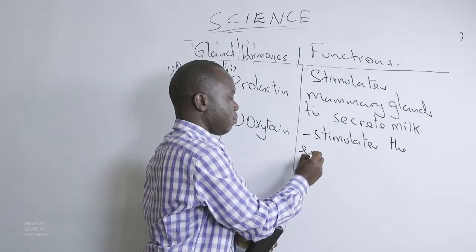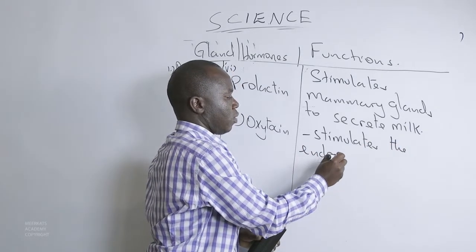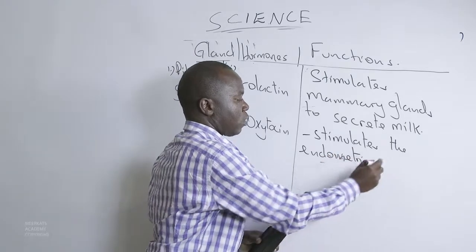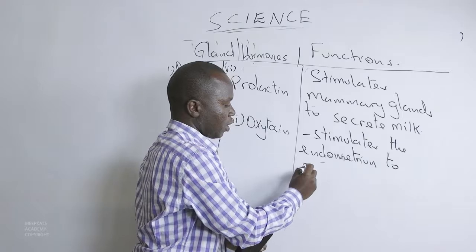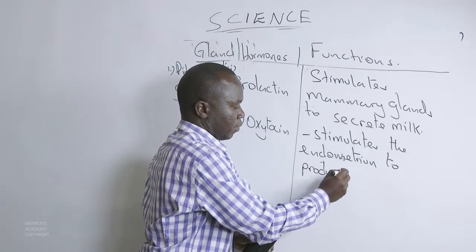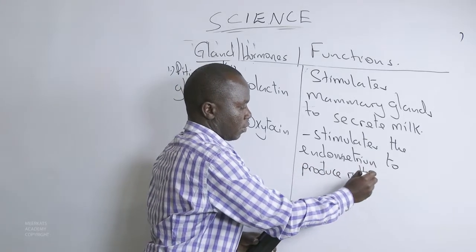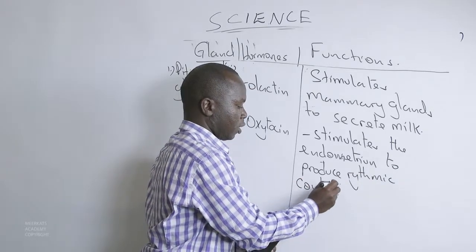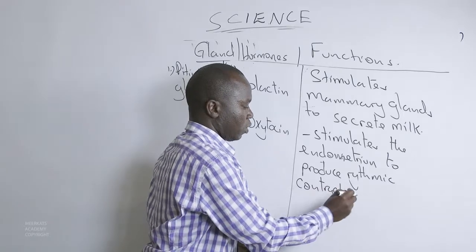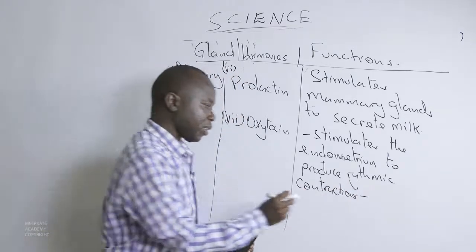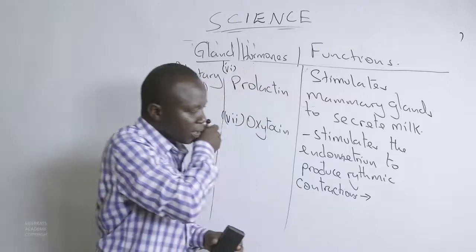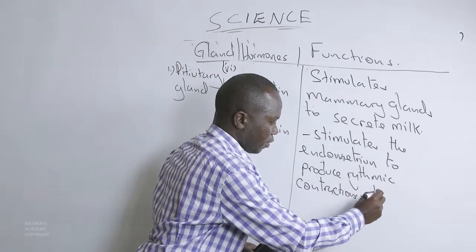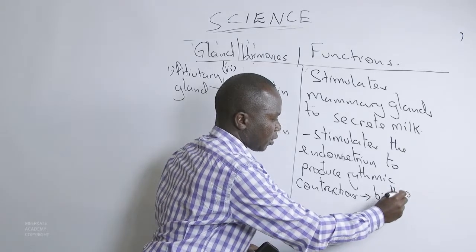the endometrium to produce rhythmic contractions, and those contractions are important during birth, for the birth process.